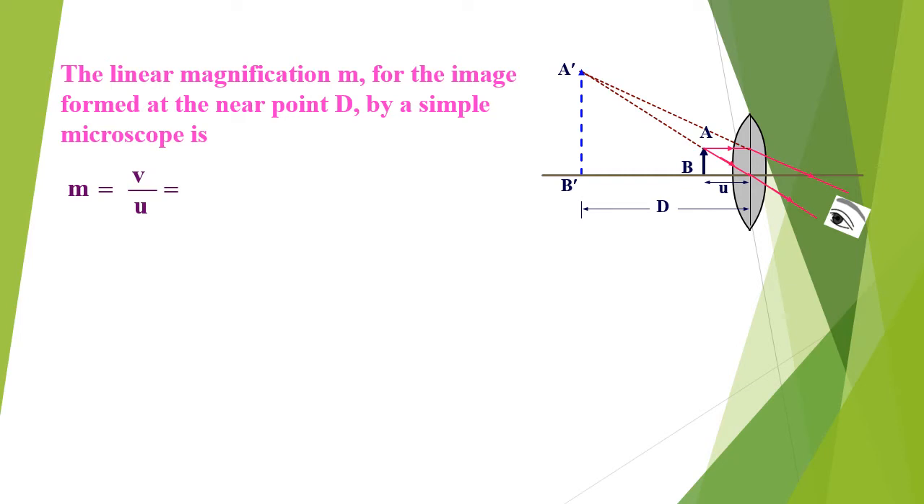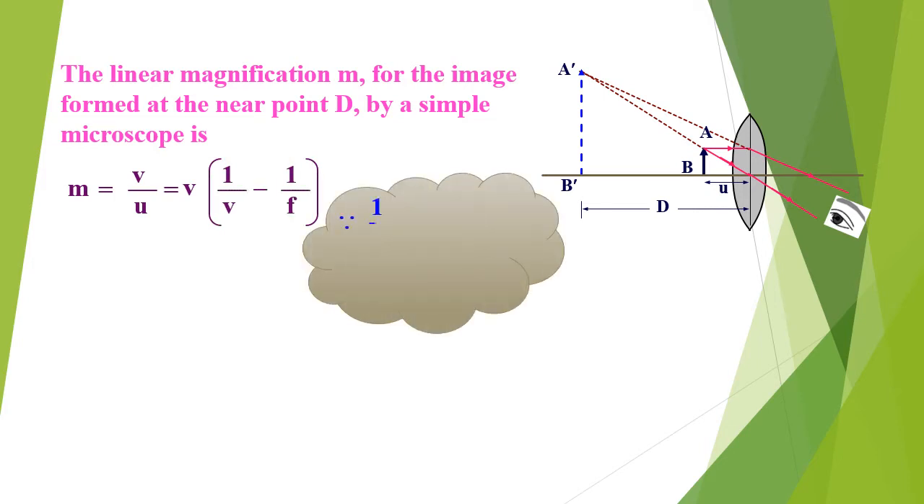Yes, we have the thin lens formula. By that we can substitute the value of 1 by u as 1 by v minus 1 by f, because 1 by f is equal to 1 by v minus 1 by u, that is the formula. We want 1 by u, so 1 by u is taken to the left side, which means 1 by f is taken to the right side. The negative value will become positive and the positive value will become negative. So here we get 1 by v minus 1 by f. So 1 by u can be written as 1 by v minus 1 by f.